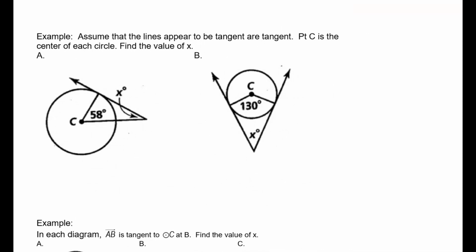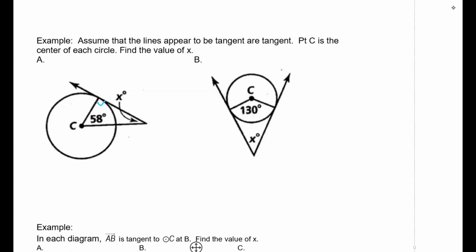All right, here's the directions. It says, assume that the lines that appear to be tangent are tangent. Point C is the center of each circle. Find the value of x. Well, if we do like what we've been saying, and we always draw in our right angle, no matter what type of triangle did we just form? Yeah, we just formed a right triangle, and now we can quickly solve for x. So to solve for x, we know it's an acute angle of this. So you have 90 minus 58, and that is going to end up being 32 degrees. So pretty quick and easy to get.